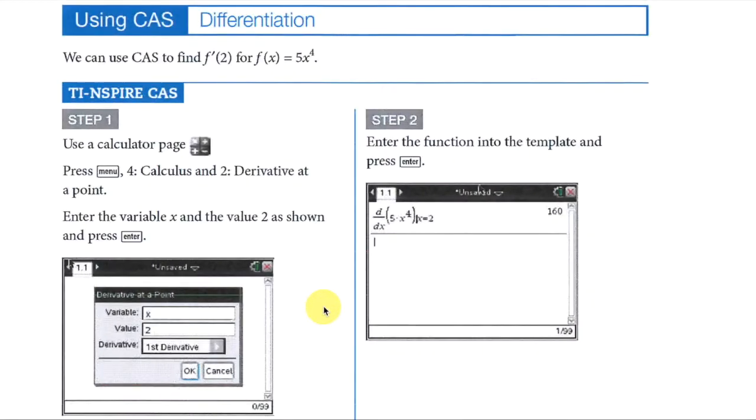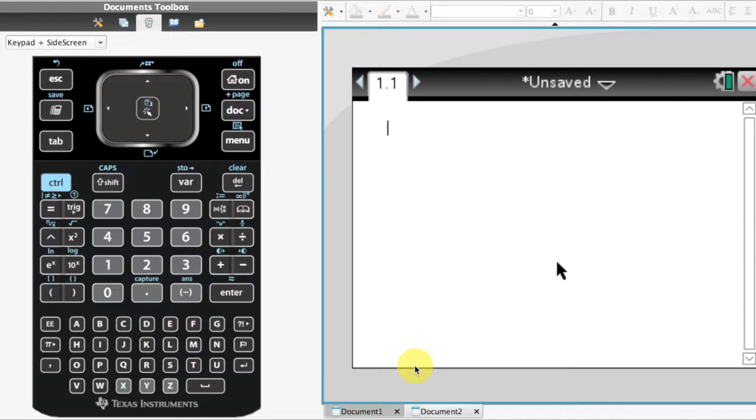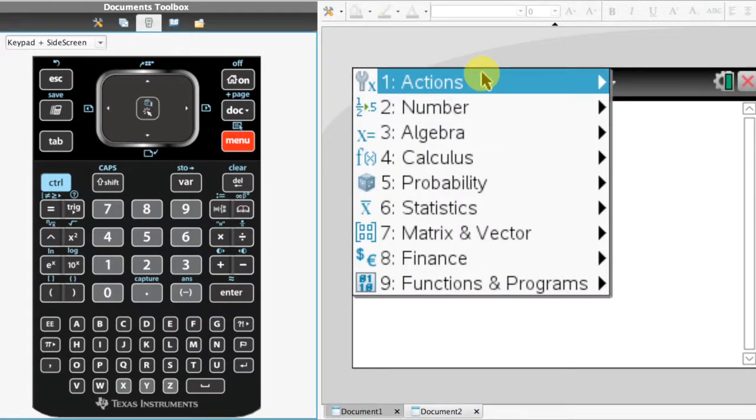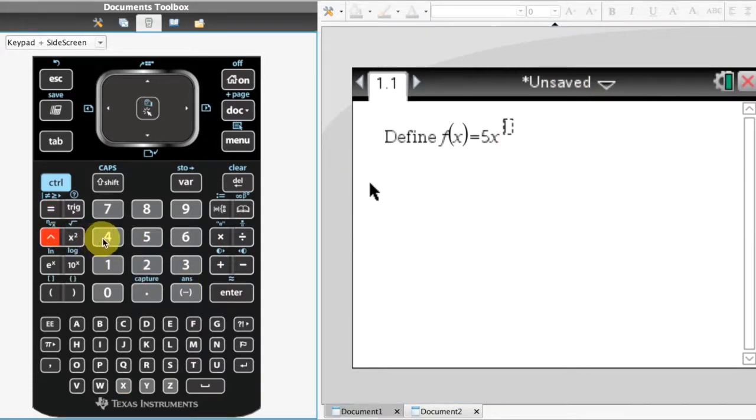All right, so using CAS to work out the slope of the curve for any value of x, or just derivatives in general, isn't too difficult. A bit different for the way I handle it, but I'll give you the same answer. So here's my function. I'm in calculator mode, obviously. First thing I'm going to do is define the function. So menu, actions, define. F of x is going to equal 5x to the power of 4. All right, and therefore it's defined.